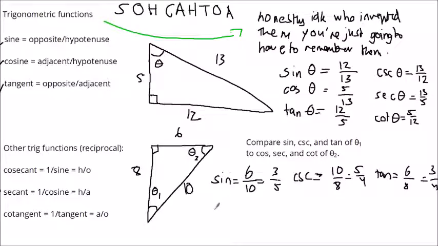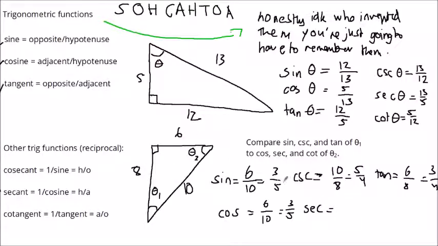Now let's see about cos of theta 2. Cos of theta 2 we have right here, 6 over 10. It's the same as sine of theta 1. Cos of theta 2 is the same as sine of theta 1. Okay, let's see if it holds for all of these.